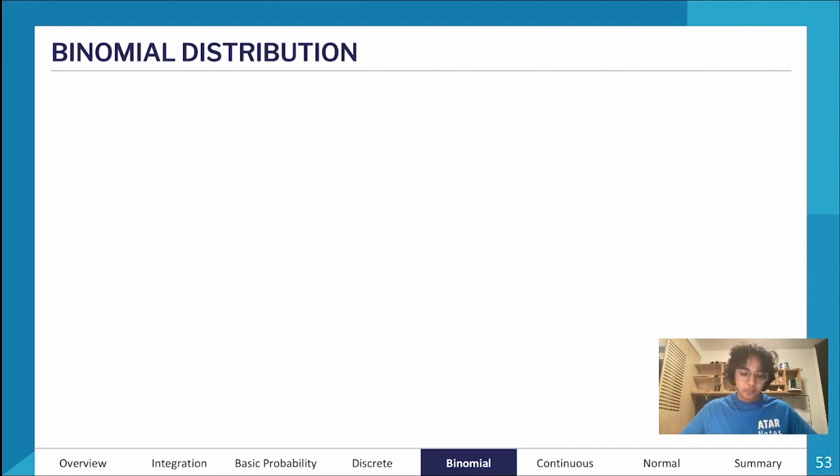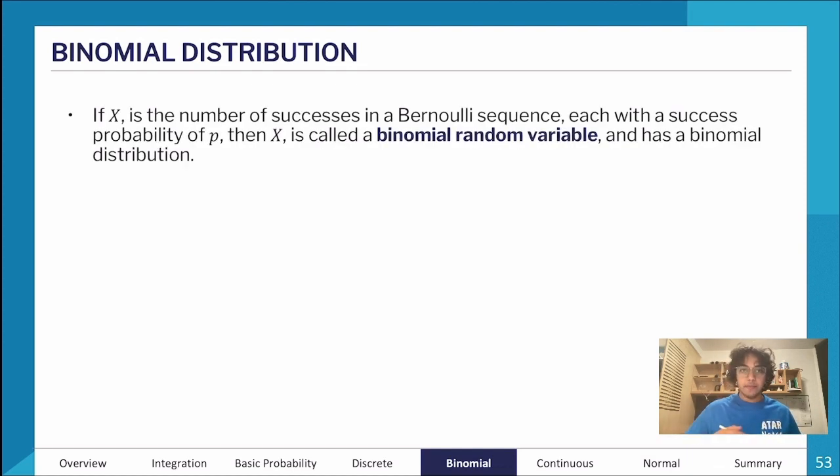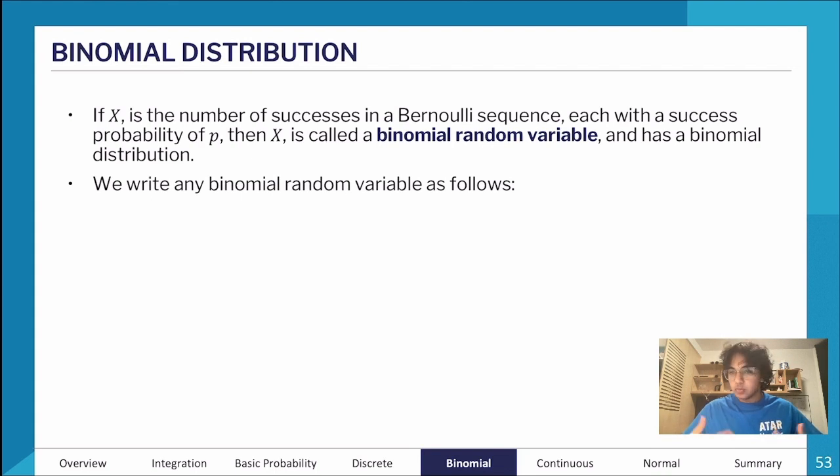So multiple Bernoulli sequences allow us to build what's known as a binomial distribution. So if x is the number of successes in a Bernoulli sequence with a fixed success probability p, then we call that sequence a binomial random variable. Binomial again meaning two possible outcomes. And a binomial random variable will have a binomial distribution.